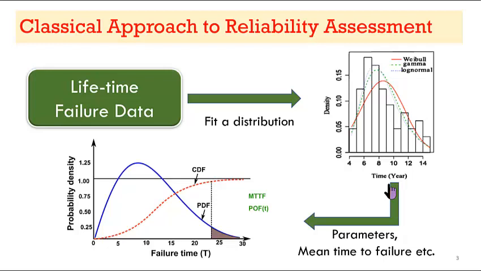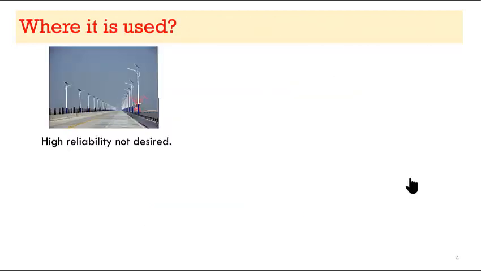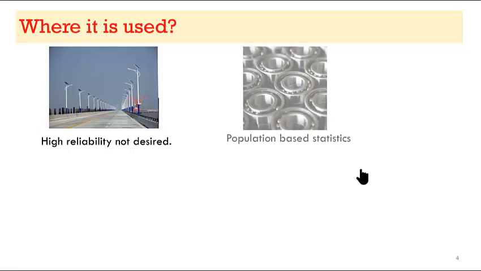So now the question is, where do we apply this kind of model for degradation modeling? In cases where high reliability of the system is not required, for example street lamps, in those cases we can apply this kind of approach. In the case of a street lamp, very high reliability is not required. If one or two street lamps fail, it does not have much effect. So that's why we can apply this kind of approach for reliability assessment.